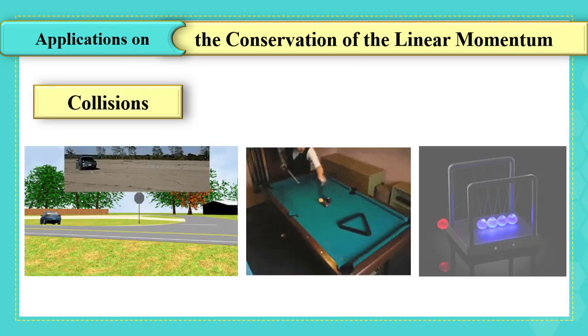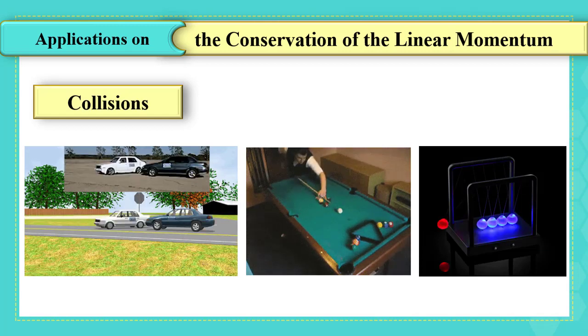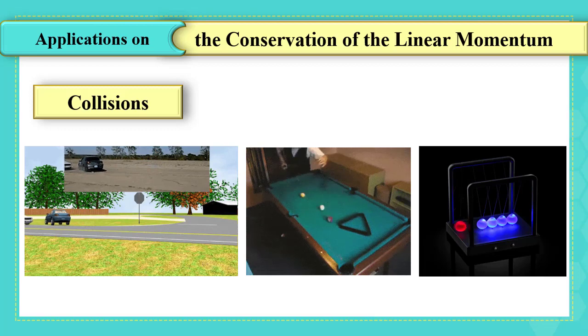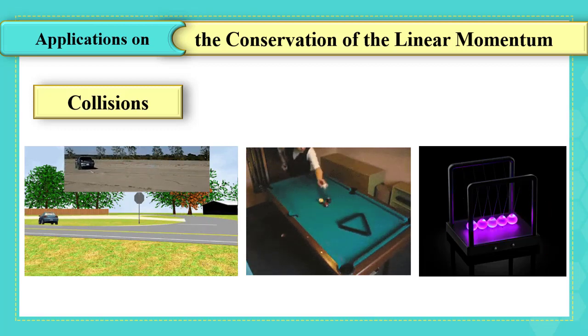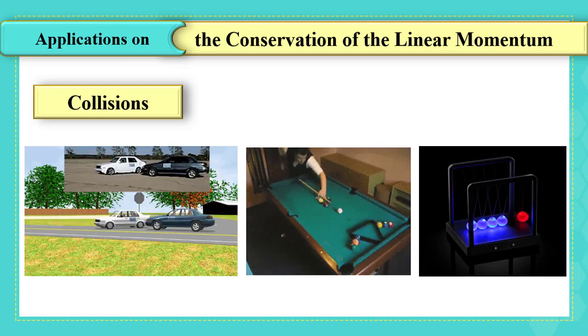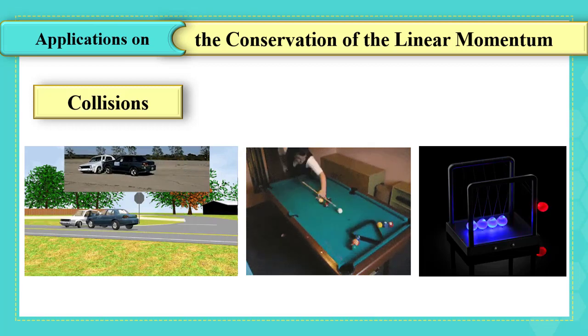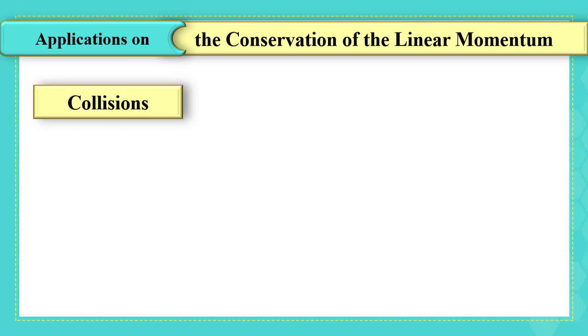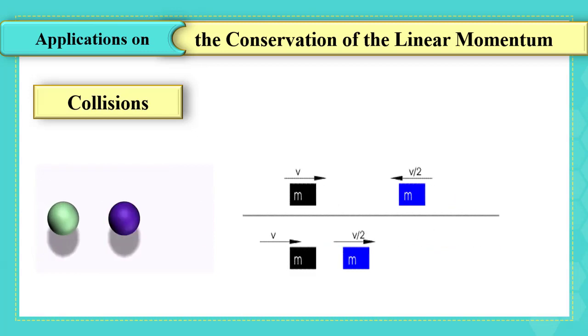The last application to explain in this chapter is collision. Collisions occur commonly in our world in different ways and situations, as in vehicle accidents, billiards, Newton's cradle, or any collision between two bodies. But before we get to them, we need to consider a simple collision in which two particles collide with each other.